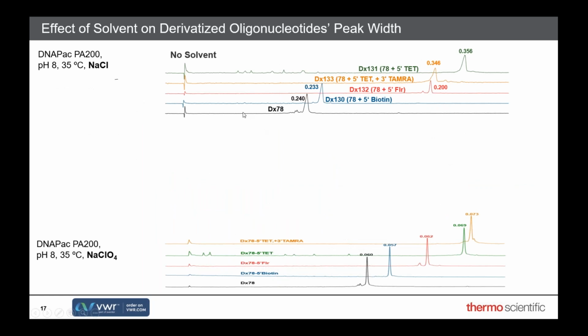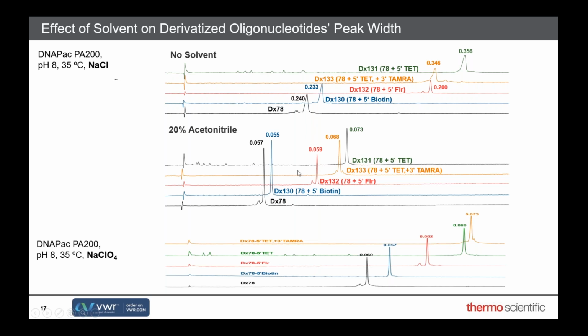And you'll see that in even more detail here, where we look at molecules where we've specifically added a group that is hydrophobic. So biotin and a lot of the fluorescent derivatives, they add a hydrophobic group, and you can see the separation with sodium chloride here. You've got a wide separation, the peak's getting broad. If you add acetonitrile, these peaks get much sharper.